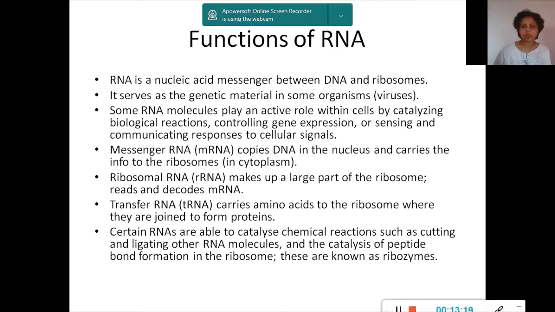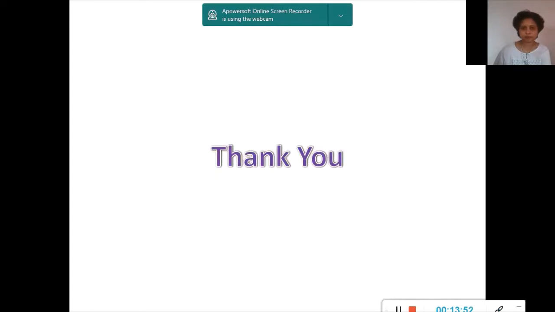The messenger RNA copies the DNA in the nucleus and carries the information to the ribosome. The ribosomal RNA makes up a large part of the ribosome and reads and decodes the mRNA. The transfer RNA carries the amino acids to the ribosome where they are joined to form proteins. And certain RNAs are able to catalyze chemical reactions such as cutting and ligating other RNA molecules, and the catalysis of peptide bond formation in the ribosome is also carried out by these, known as ribozymes.